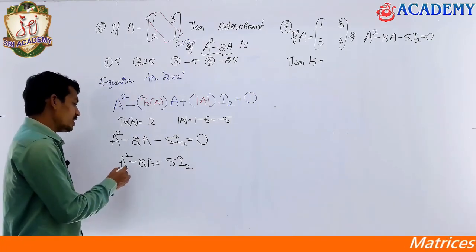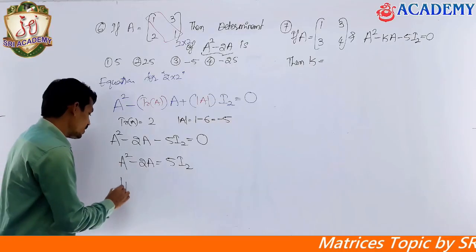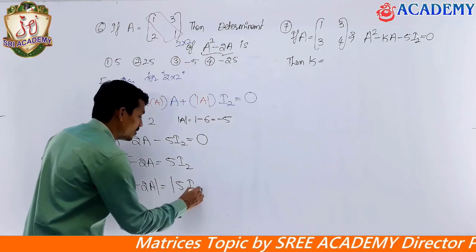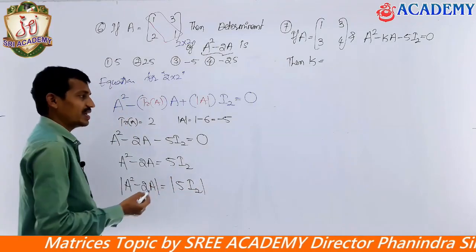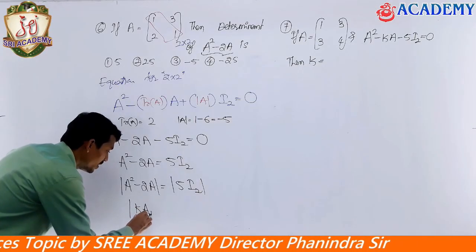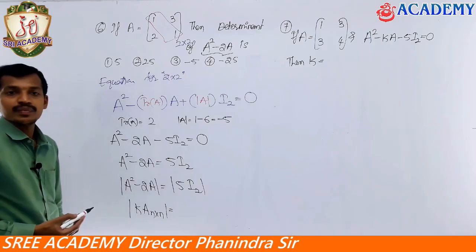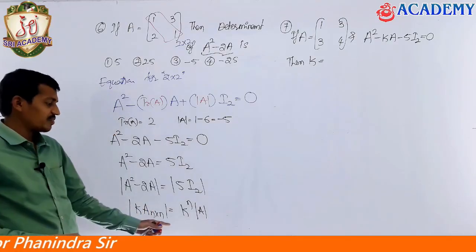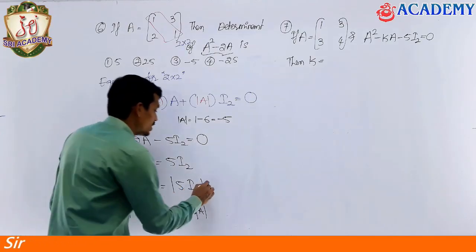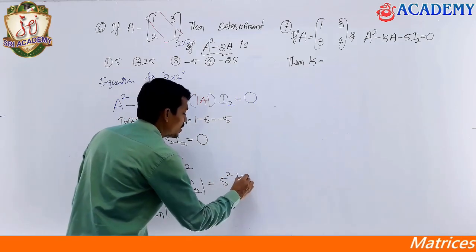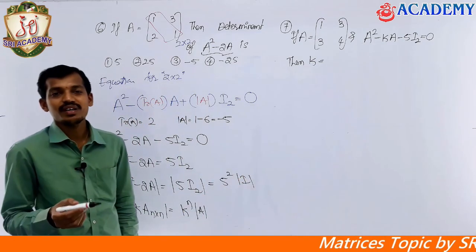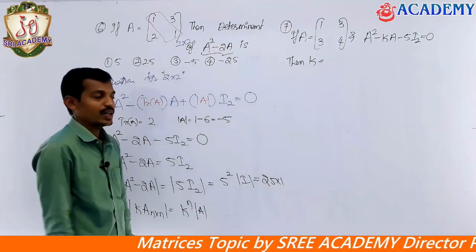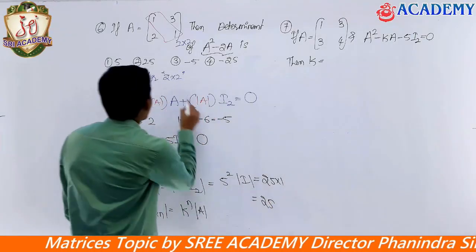Okay, let's see. Here we want the determinant of A square minus 2A, that is the determinant of 5 into I of order 2. Always the determinant of K times A, where A is of order n by n, is nothing but K power n into determinant of A. This n is nothing but the order of the matrix. Here I of order 2 is there, that's why that is going to be 5 square into determinant of I. I is nothing but the identity matrix. The determinant of the identity matrix is always going to be 1. 5 square is nothing but 25. 25 into 1 is simply 25. The answer is going to be 25.